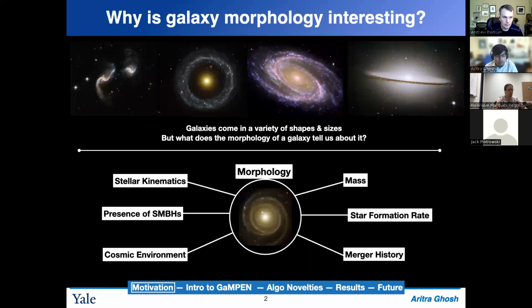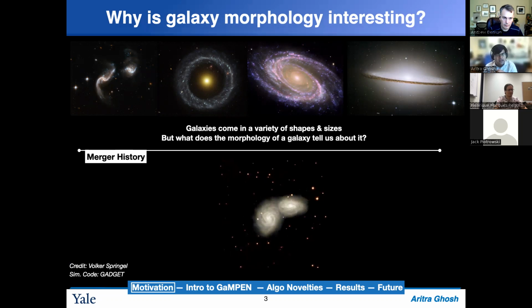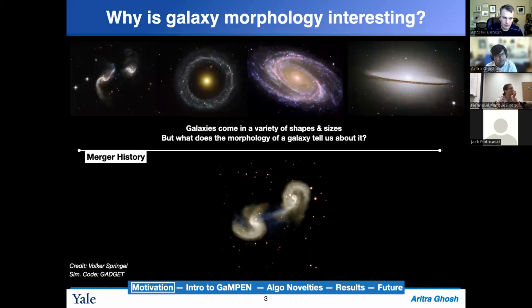Although I don't have the time to go into each of these things to motivate my point, I will talk a little bit about the merger history, for example. As you can see in the simulation, you'll see two disk-dominated galaxies merging with each other. And as you can expect, what will happen at the end of this process is that the disk won't survive the merger, and at the end of the merger, you will end up with an elliptical galaxy.